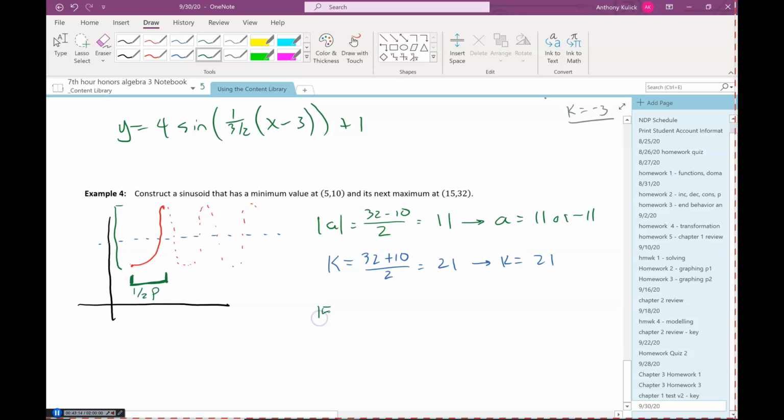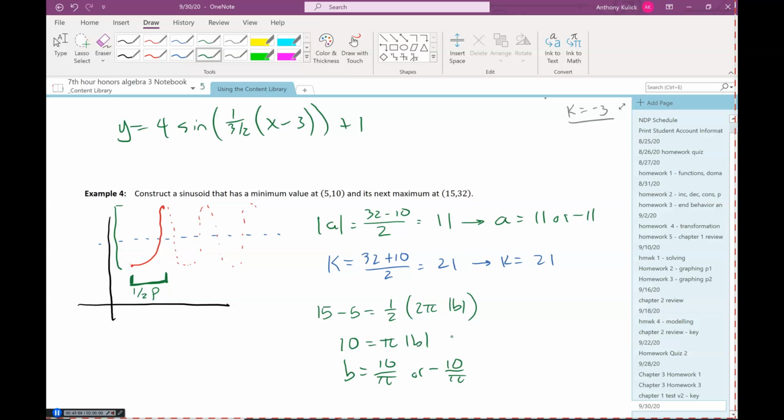So I can say that 15 minus 5 is equal to 1/2 the period, 2 pi over absolute value b. So 15 minus 5 is 10. 1/2 times 2 pi over absolute value b is just pi over b. So I divide both sides by pi. So there's my b value, 10 or negative 10. Or, I'm sorry, 10 over pi or negative 10 over pi. Is everybody okay with that?